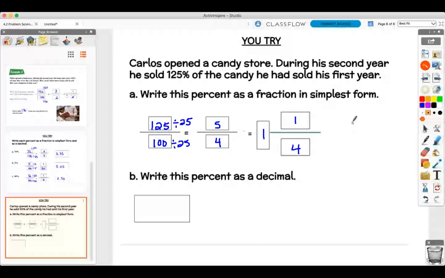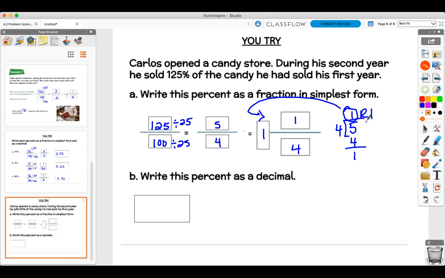And if you're not sure how to do that, then just divide it. You're going to have 5 with 4 on the outside. 4 goes into 5 one time, and that's a remainder of 1. So this whole number is the one that comes on the outside, and that 1 that's left over is the numerator. And the denominator stays the same.